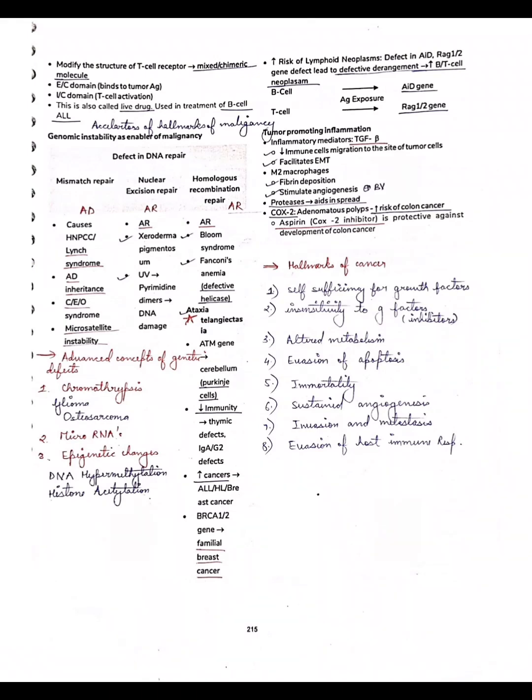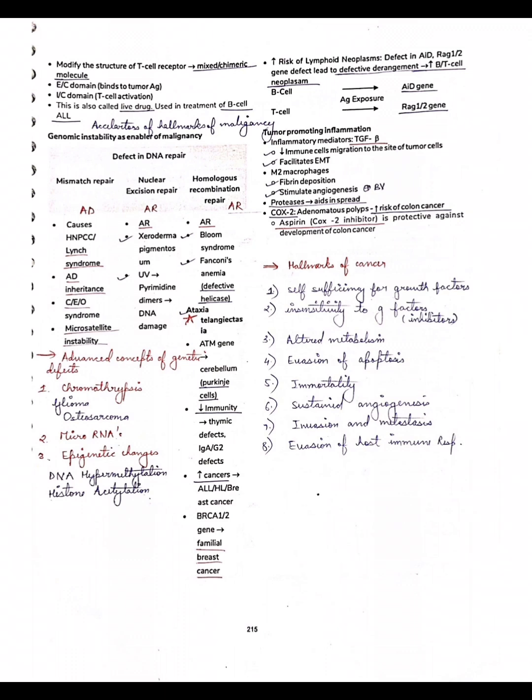Now we will be talking about the hallmark features of cancers. What are they? They are, first of all, self-sufficiency in growth factors, insensitivity to growth inhibitors, altered metabolism, evasion of apoptosis, immortality, sustained angiogenesis, invasion and metastasis, and evasion of the host immune response. So these are the hallmarks of cancer.